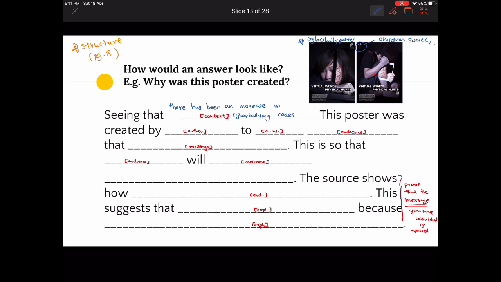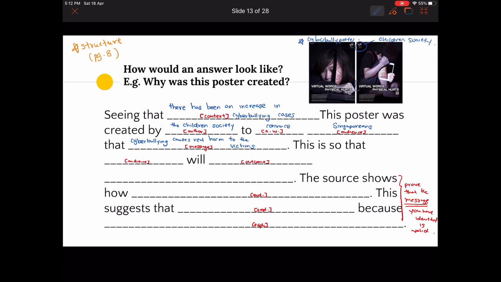which might have actually led people to commit to do certain things. This poster was created by the Children's Society. This is our author. In order to, they would be trying to convince Singaporeans. And what are they trying to convince Singaporeans? That cyberbullying causes real harm to the victims as well.